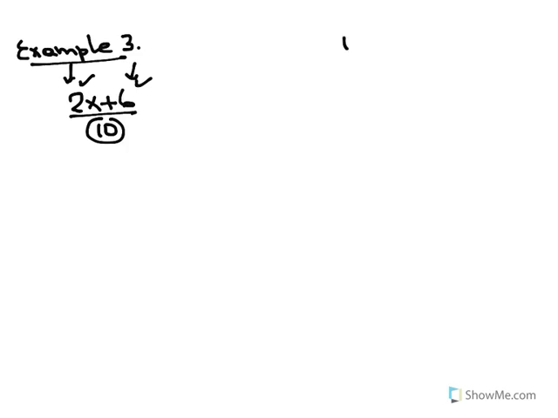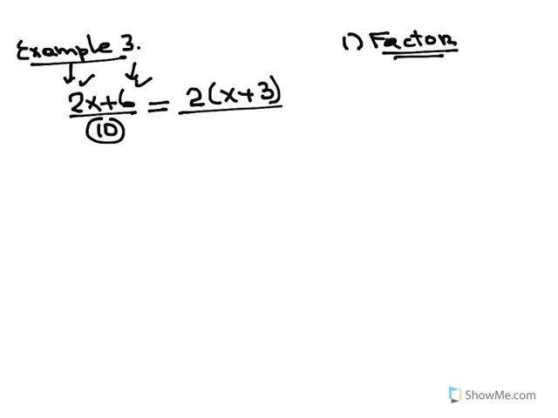So the first thing again that I have to do is factor. If we do not have factors, we cannot simplify. So factor at the top. If you factor the top, the common factor is 2, and we are left with 2 times x plus 3, and in the denominator I have 10. Now I can divide the 2 and the 10 by 2. 2 divided by 2 is 1, 10 divided by 2 is 5. I'm canceling common factors.